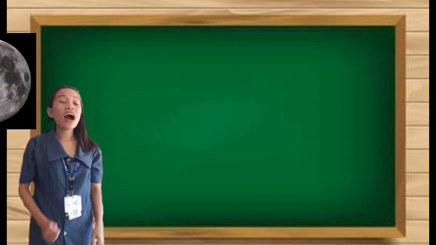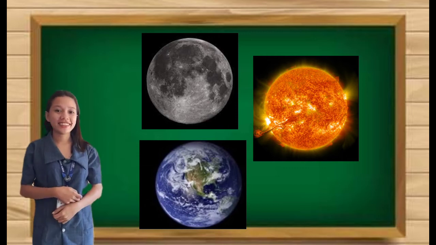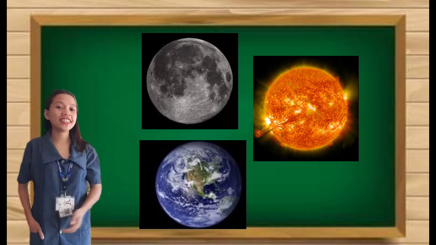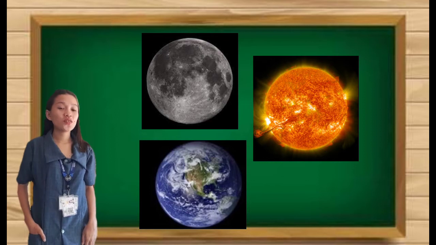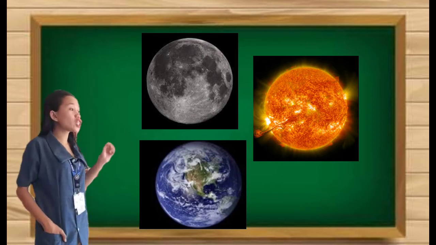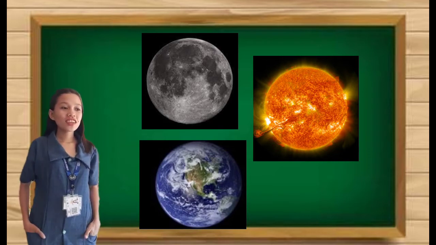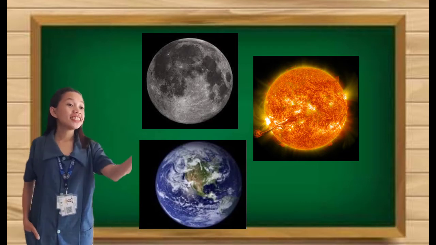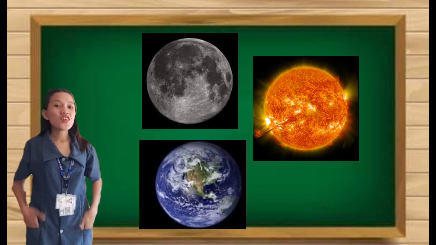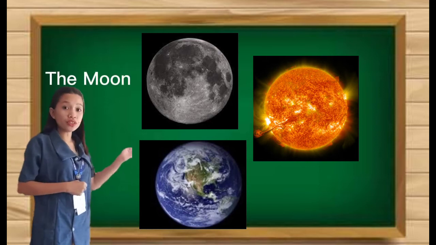Class, what can you see on the board? Yes, Aldrin. Very good. So, who wants to answer the first picture? Anyone? Yes, Brittany. Very good. The first picture is the moon.